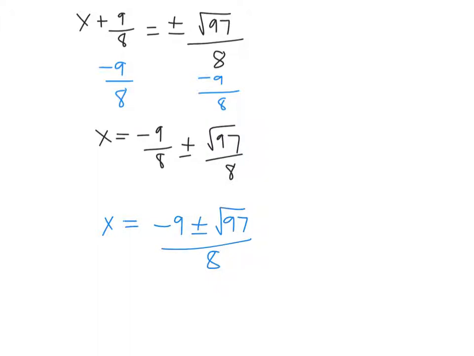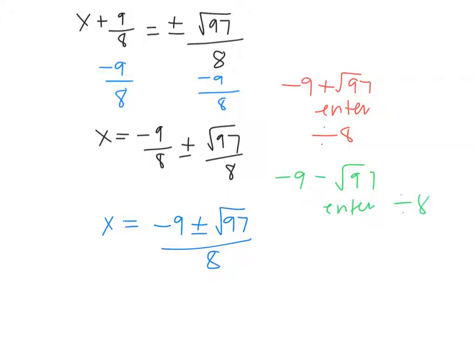Or if I type that into my calculator, here's what I'm going to type. I'm going to type in negative 9 plus the square root of 97, hit enter, and then divide by 8. And then for the second one, I'll take negative 9 minus the square root of 97, hit enter, and then divide by 8. And what I get rounding to the nearest tenth would be x equals 0.1 and negative 2.4. Confirm that you can do that on your calculator, because you will need to do that for this practice, for 9.4 day 2.